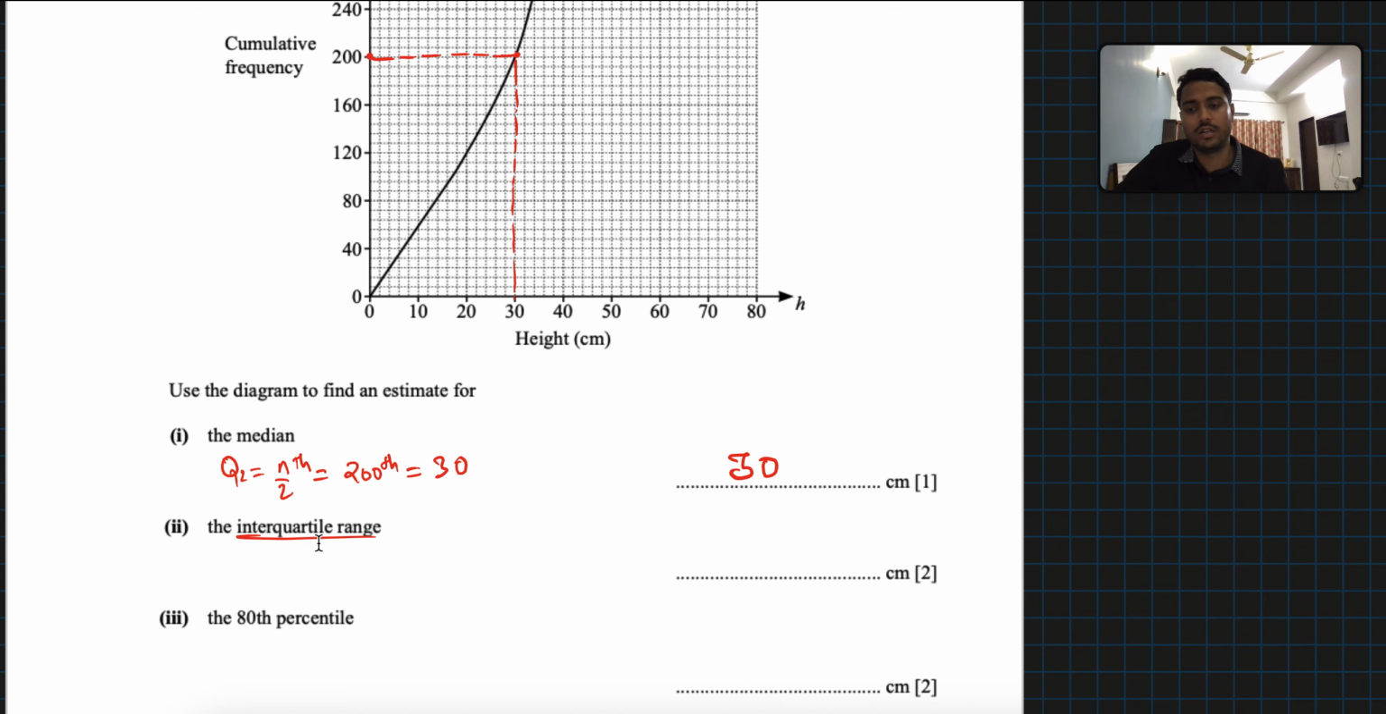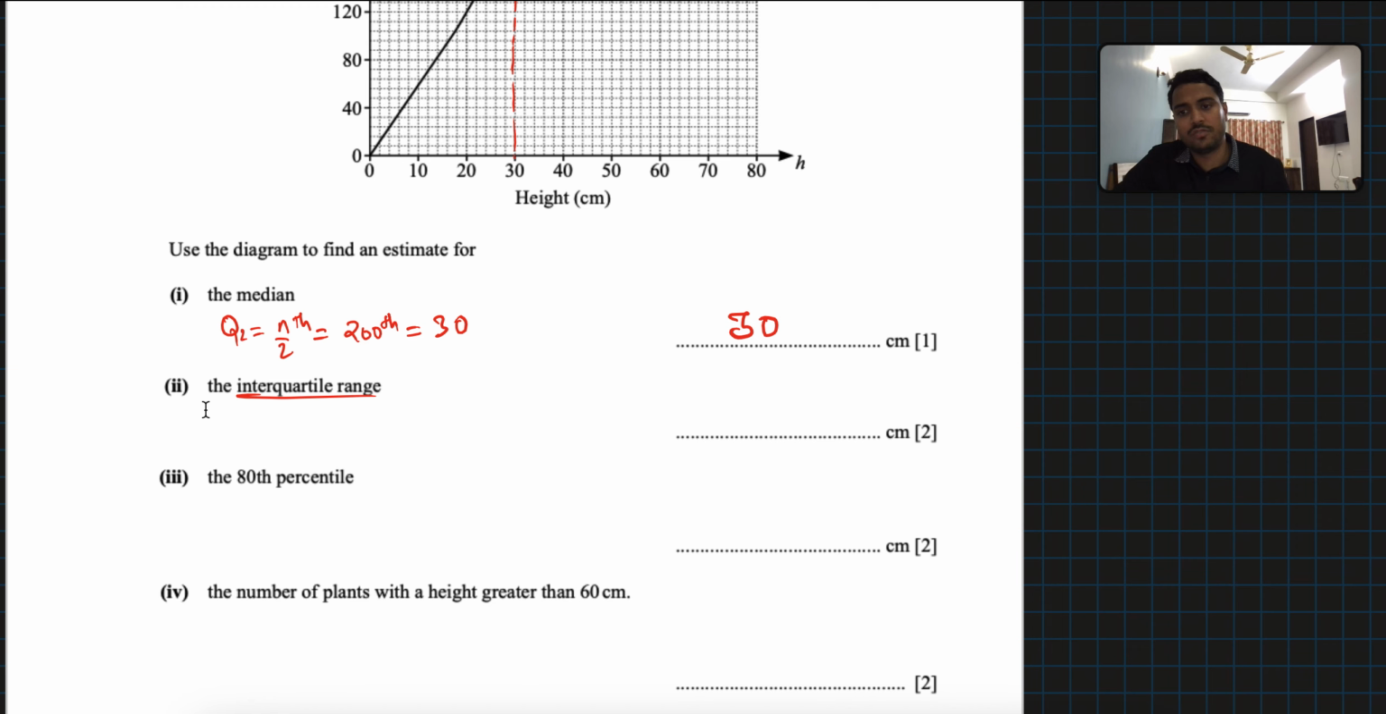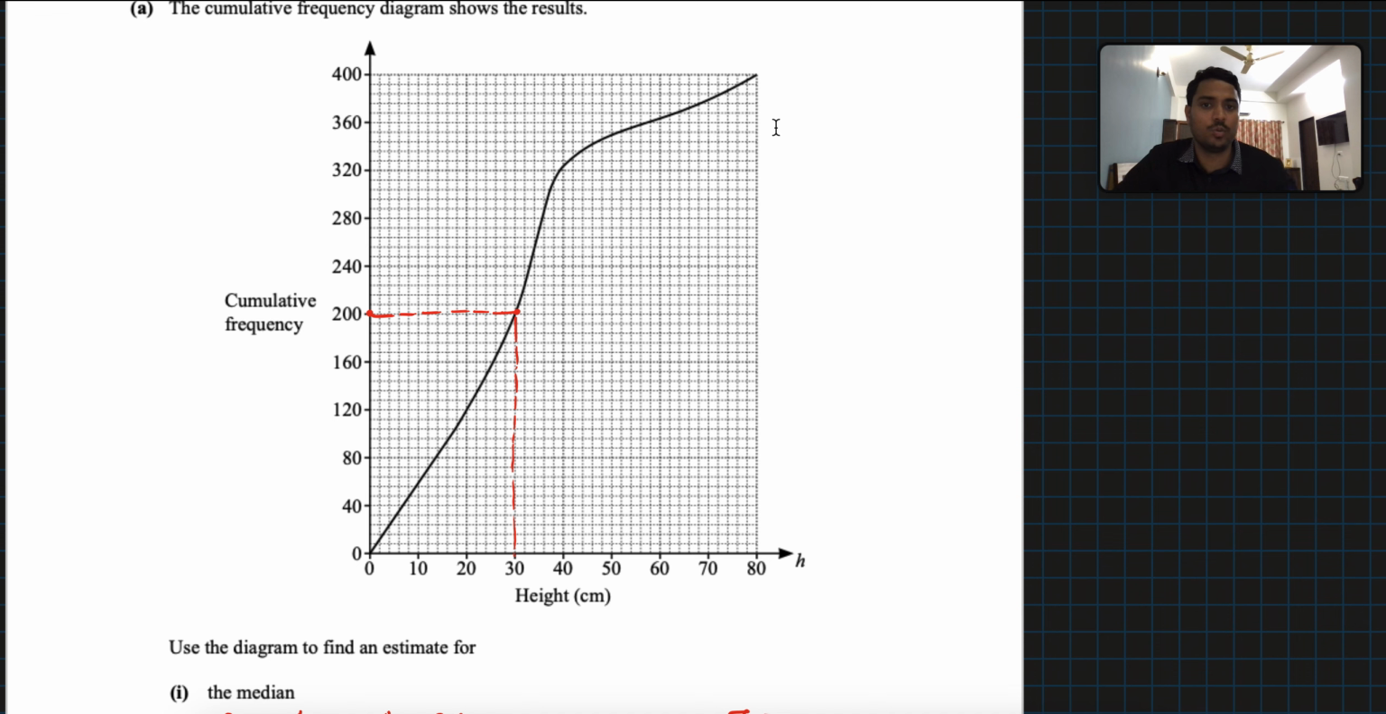Now it says find the interquartile range. So interquartile range is the difference of Q3 minus Q1. Your Q3 minus Q1 is your IQR, interquartile range. So first we have to find Q3 and then Q1. So what's the formula for Q3 and Q1? For Q3 it is the 3 by 4 nth position. So that is going to be 3 over 4 into 400. So 100 into 3, 300th position. We have to check what is the 300th position value.